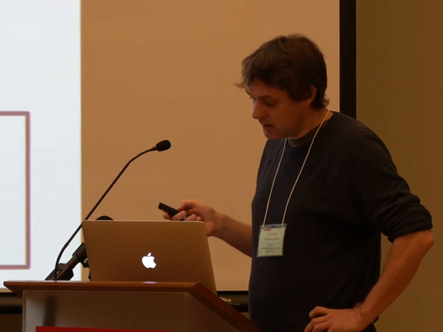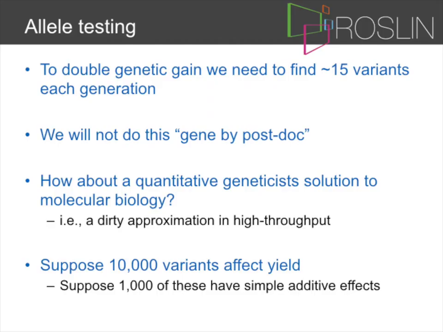So I then started to think, well, how would we go about doing that? We call this allele testing, for a reason I'll explain in a minute. If the goal is to double the genetic gain over a 20-year period, let's say, we need to find about 15 small effect polygenic QTN per generation. And as the opening remarks said this morning, we're not going to do this with a gene by postdoc approach. So how about we take a quantitative geneticist's solution to molecular biology, a dirty approximation in high throughput, which is what quantitative geneticists do.